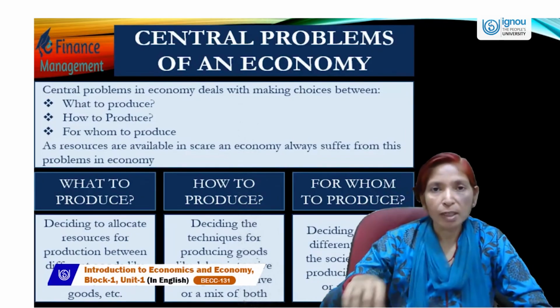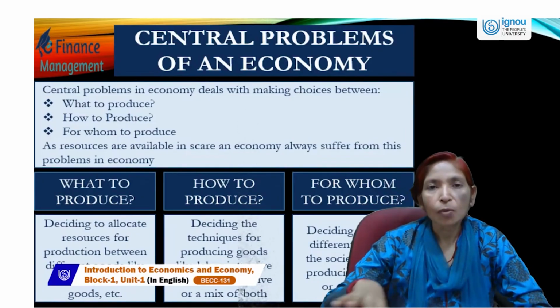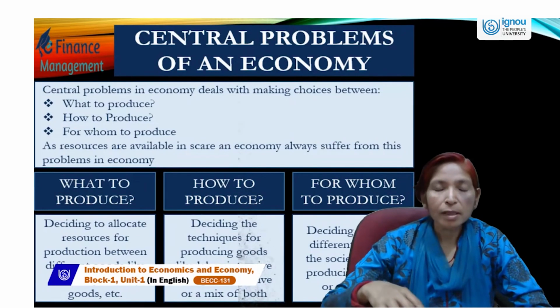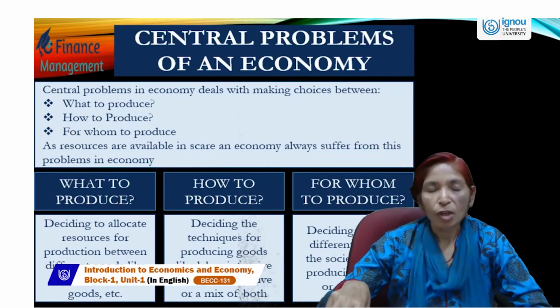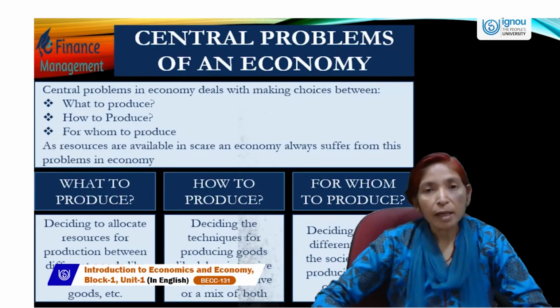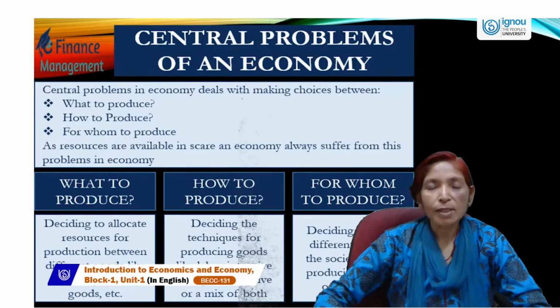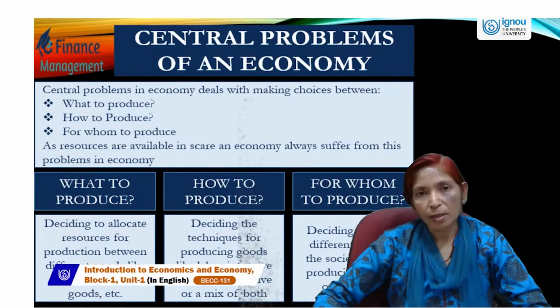If the distribution of income in a country is equal, then all the country's people will get income, their demand will be higher, and producers will produce more. And if distribution of income is unequal, then society will divide into two categories. One is rich, the other is poor.